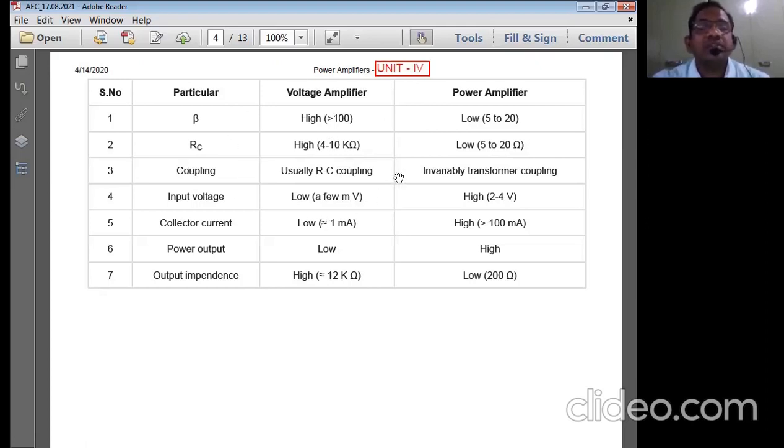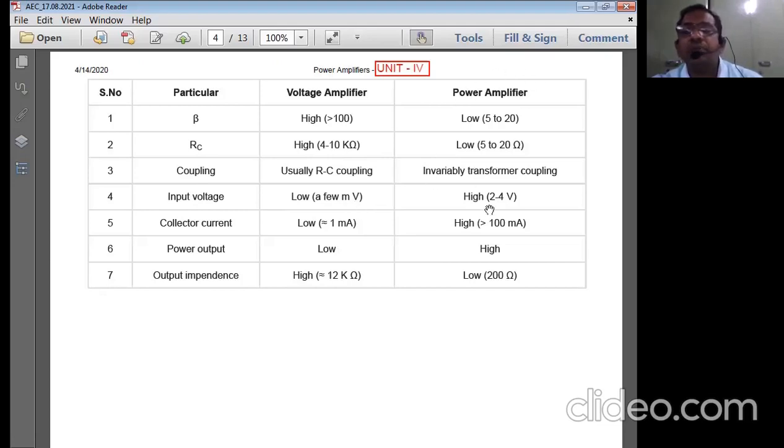The next one is coupling. What kind of coupling is normally preferred in a voltage amplifier? Usually RC coupling is used, whereas in the case of power amplifiers, transformer coupling is inevitably preferred. In order to achieve maximum power transfer, we should have impedance matching, so you have to have a transformer coupling at the output of the power amplifier. Next is input voltage: a few millivolts. Few means what? From 0 to maybe 2 or 3 millivolts, or at the most 5 millivolts, is called a few millivolts.